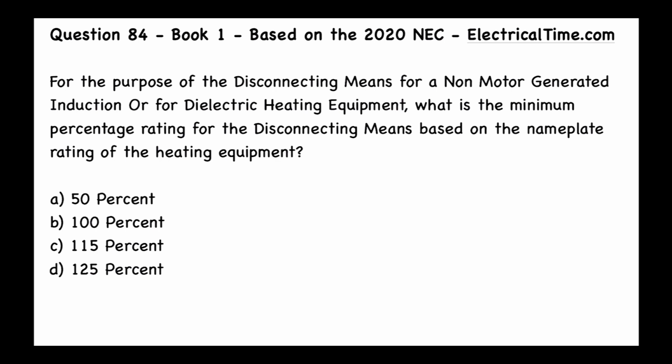For the purpose of the disconnecting means for a non-motor generated induction or for dielectric heating equipment, what is the minimum percentage for the disconnecting means based on the nameplate rating of the heating equipment? And we get a couple of choices here. We have A, 50%, B, 100%, C, 115%, or D, 125%.